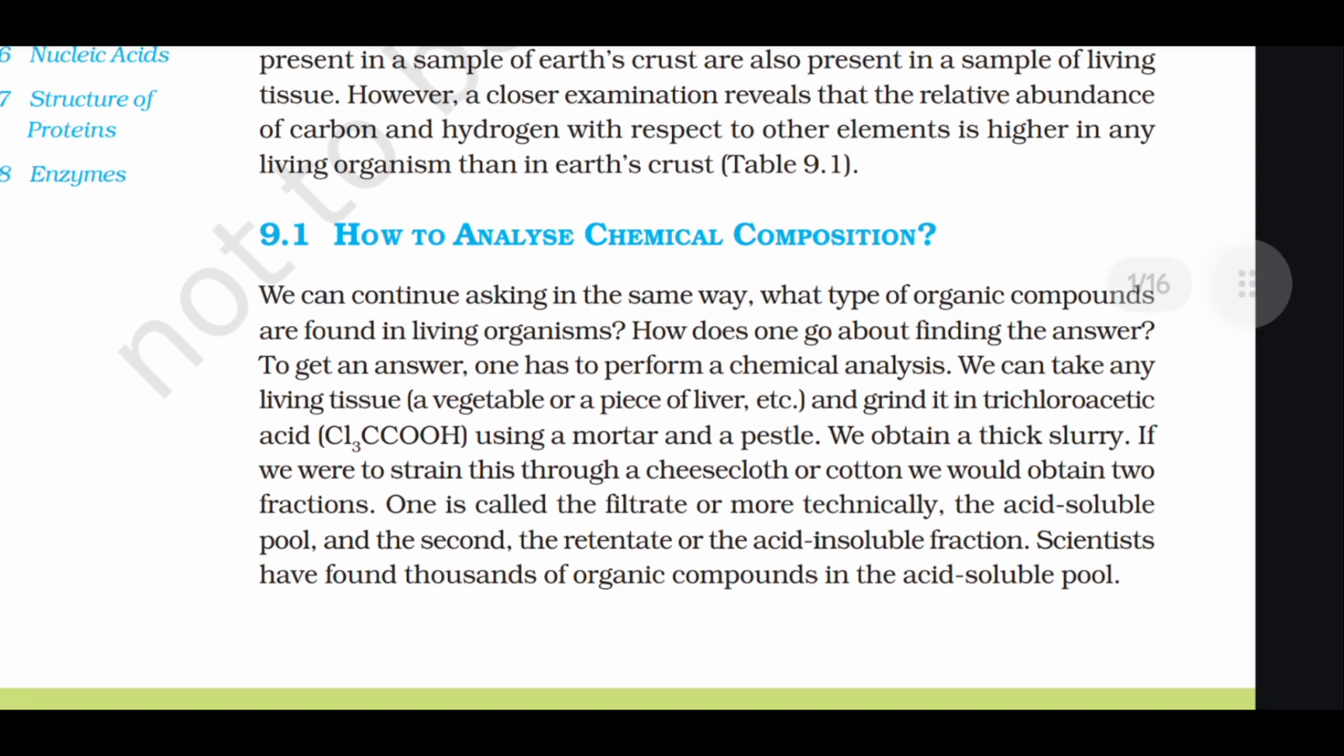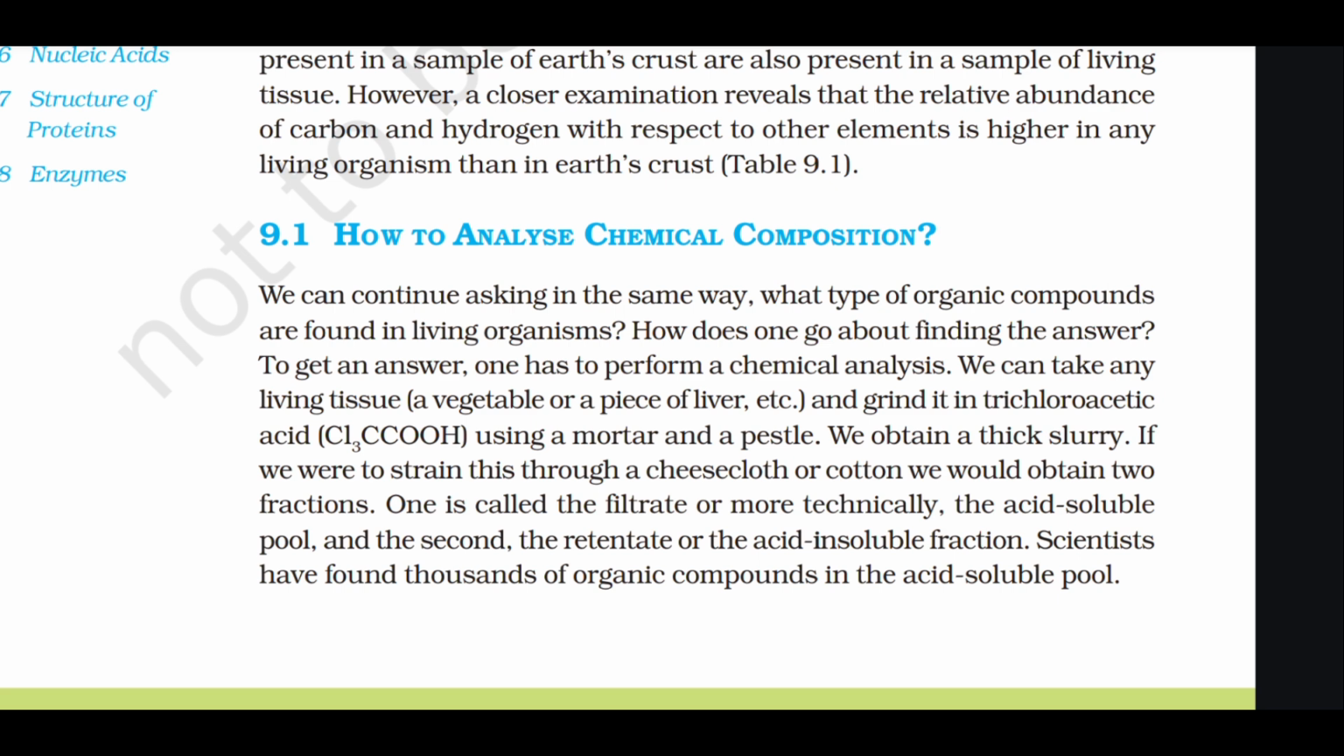We can continue asking in the same way, what type of organic compounds are found in living organisms? How does one go about finding the answer? To get an answer, one has to perform a chemical analysis. We can take any living tissue and grind it in trichloroacetic acid using a mortar and a pestle. We obtain a thick slurry. If we were to strain this through a cheesecloth or cotton, we would obtain two fractions.